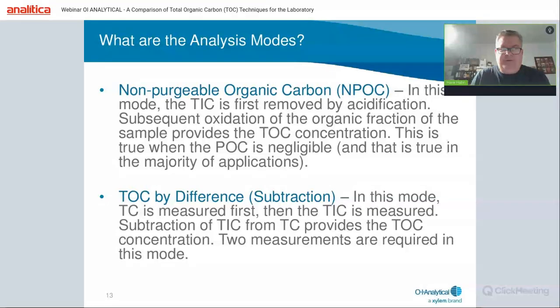And then there's TOC by difference, or subtraction. In that mode, TC is measured first, then TIC is measured, and subtraction of TIC from TC provides the TOC concentration. Two measurements are required in this mode to perform that subtraction.